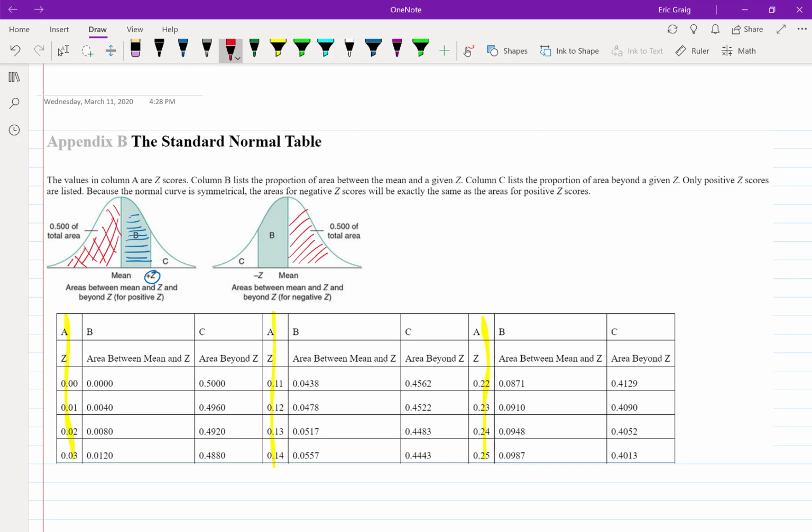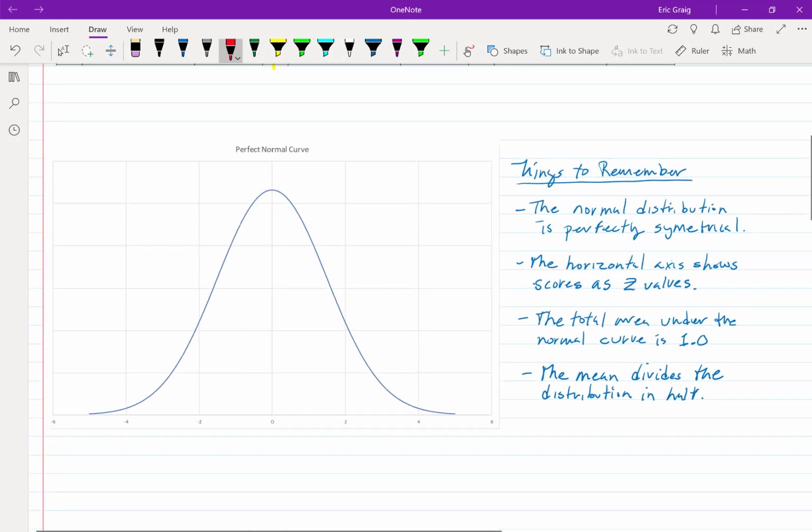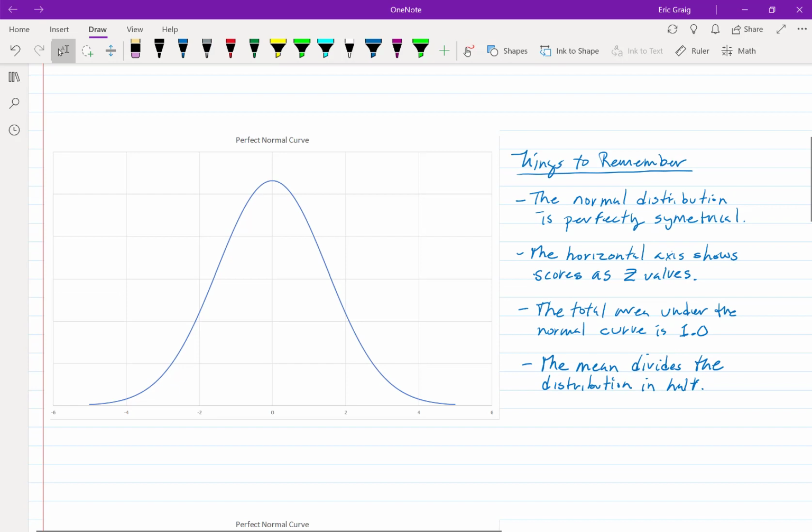All right, let's review a couple of features of the normal distribution that you need to remember. The normal distribution, again, is perfectly symmetrical. The horizontal axis shows z-values. The total area underneath the distribution is 1. And as I said before, the mean divides the distribution perfectly in half.